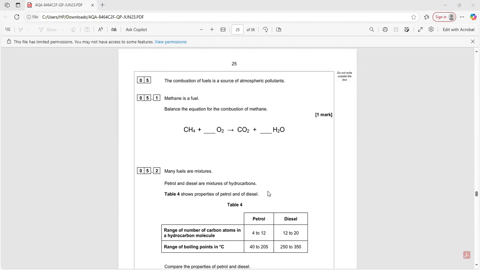Question, balance the equation for the combustion of methane. So can you help me balance this, Noah? Yes. Okay, go ahead.